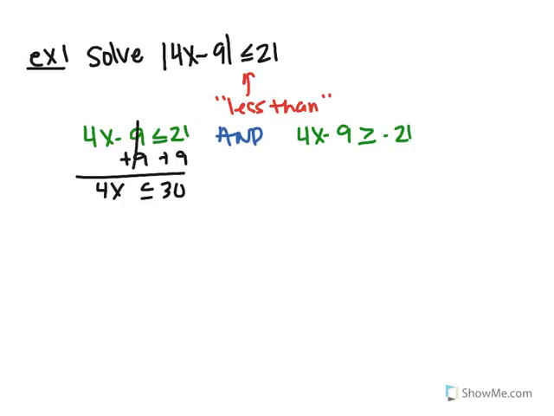And then I'm going to divide both sides by 4, and I end up getting x is less than or equal to 7.5. Now, I'm only halfway done because now I have to solve the second one.